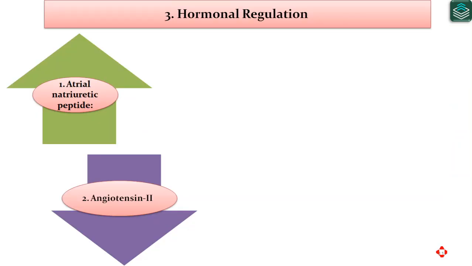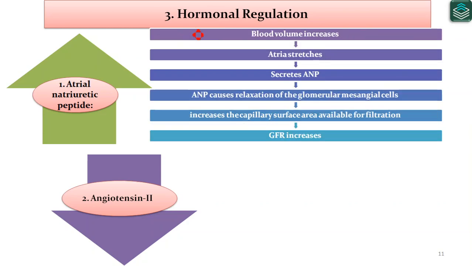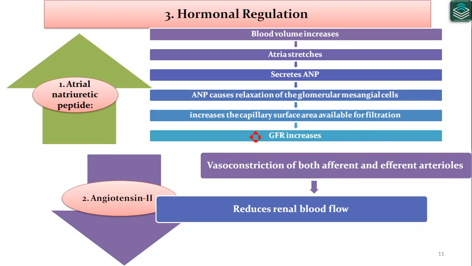The third mechanism involved is hormonal regulation. There are two hormones which regulate the glomerular filtration rate: first, atrial natriuretic peptide, and second, angiotensin 2. With ANP, when blood volume increases, the atria stretch and secrete ANP. ANP causes relaxation of glomerular mesangial cells, increasing the capillary surface area available for filtration, which will increase GFR. With angiotensin 2, vasoconstriction of both afferent and efferent arterioles reduces renal blood flow and GFR decreases.